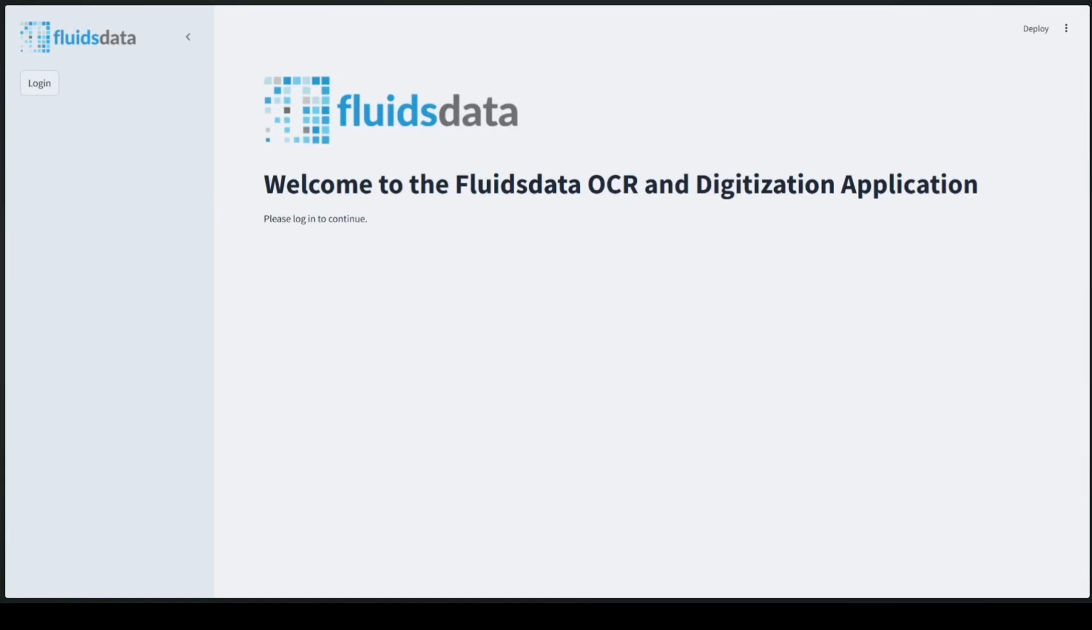The Fluidsdata OCR and digitization tool has been developed to turn unstructured PBT report data, for example in PDF file format, into structured, queryable, digitized data that can then be used for future data analysis work.